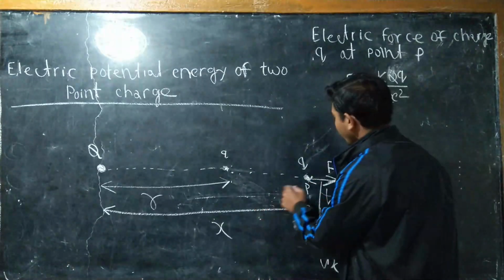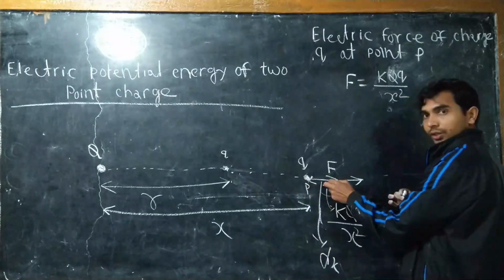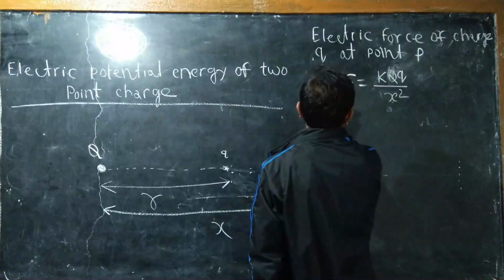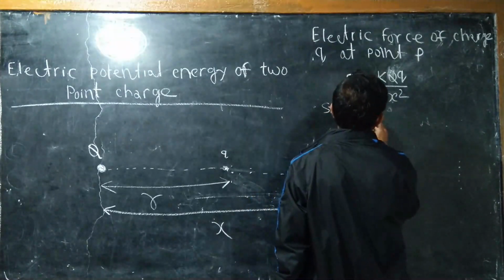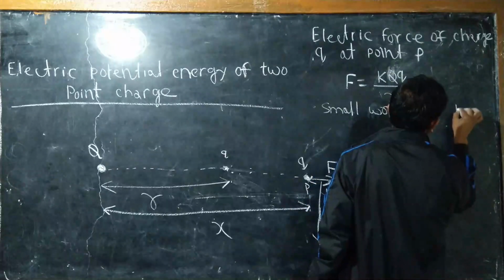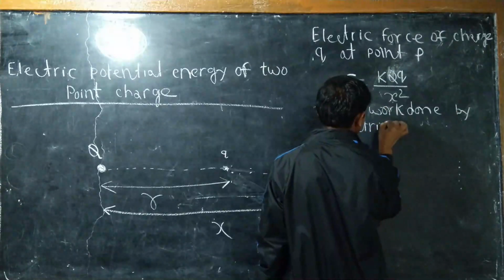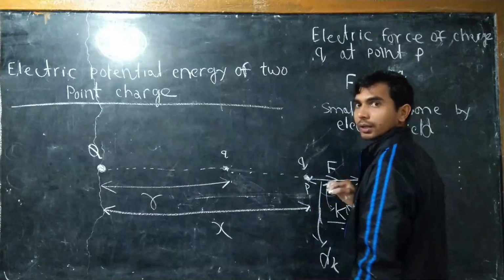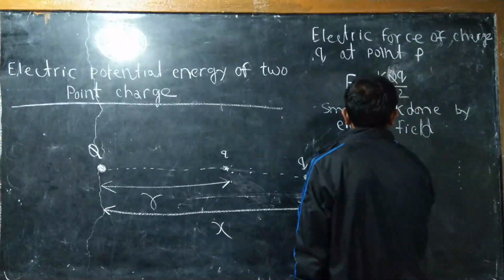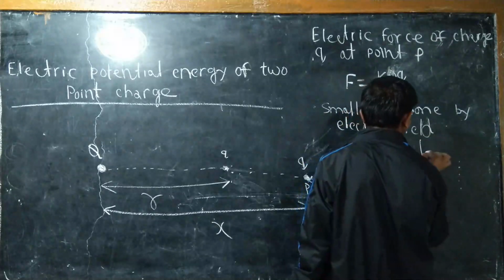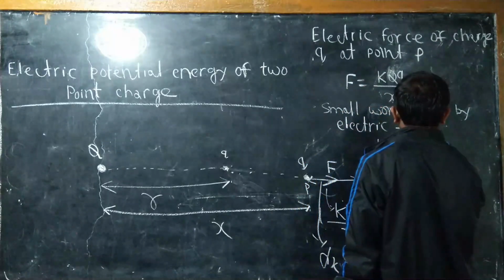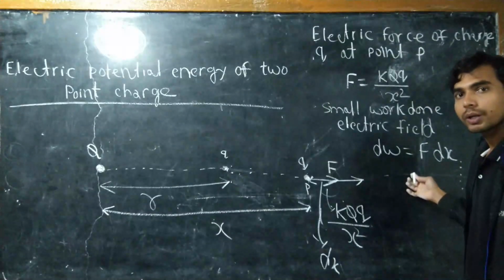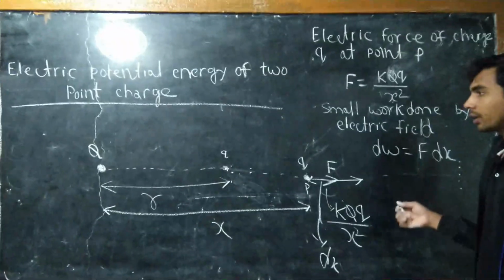Now I am displacing this charge by a very small distance, dx. So a small work done by the electric field is dW, and that dW is F into dx. So now we have calculated a small work done due to the electric field.